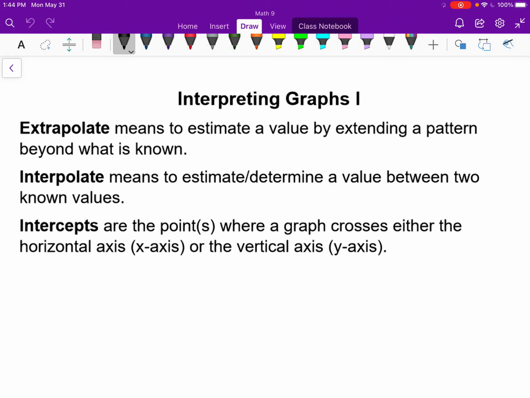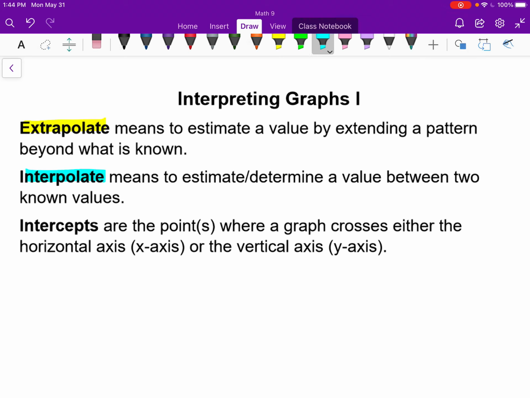Right, so this is the first of two videos looking at the section on interpreting graphs. The focus of this video will be on reading graphs, and the next part will be on making graphs. And these terms that we see here, we'll use to various amounts, and the two words extrapolate and interpolate kind of go together, and we'll work with these.